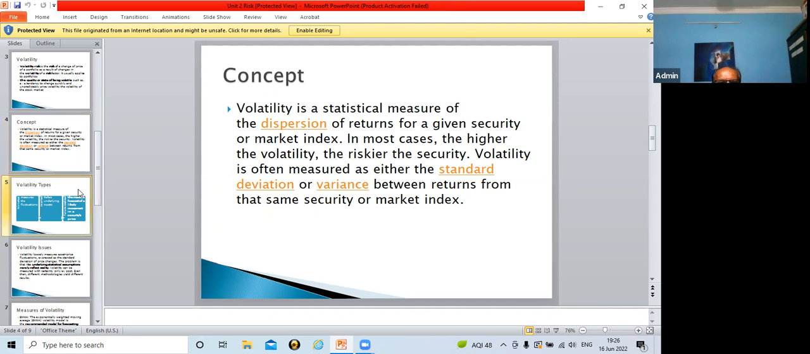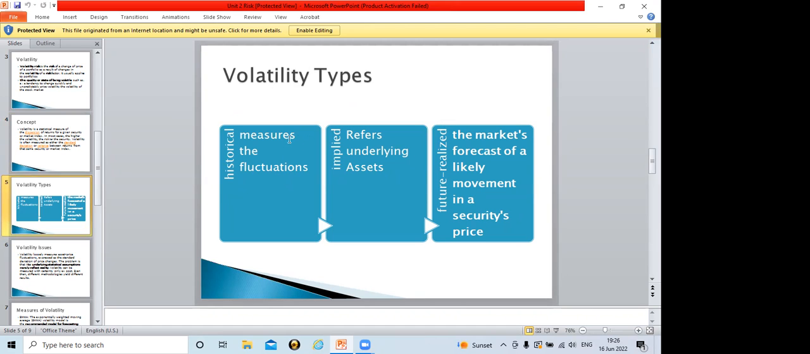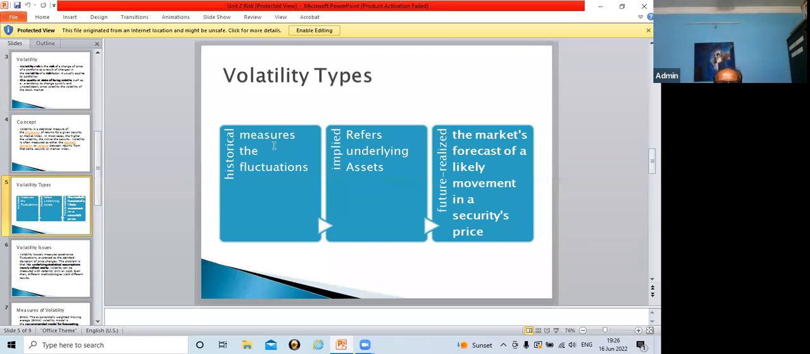Now, let us understand the types of volatility. Basically, there are three types of volatility. Number one is historical. Can you see my PPT? Yes, sir. So the first type is historical, which simply measures the fluctuation and makes a note of it in a particular register or document.